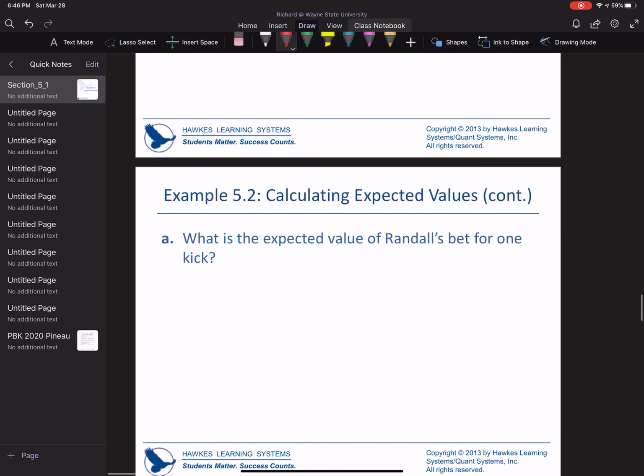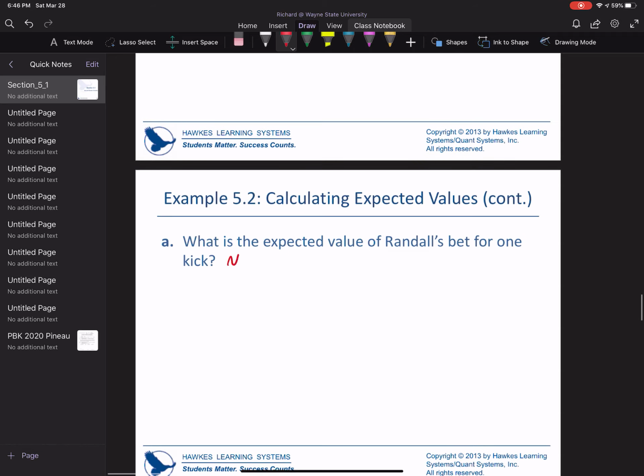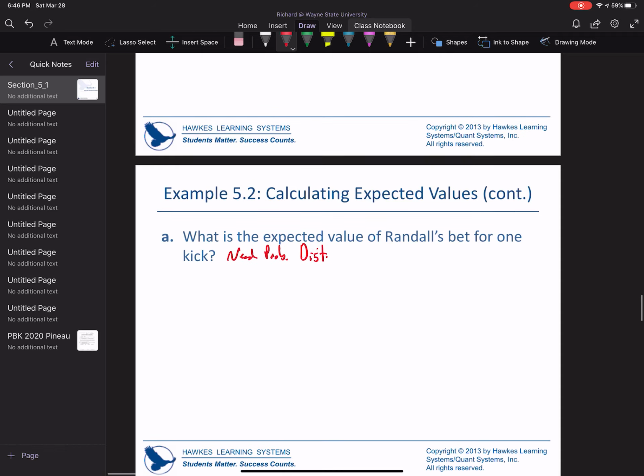Well, we got a little problem, guys. I can't figure this out because I need a probability distribution. So we got to build one. We got to remind ourselves, what does a probability distribution show us? Well, remember, it shows us the outcomes, and it shows us the probabilities.